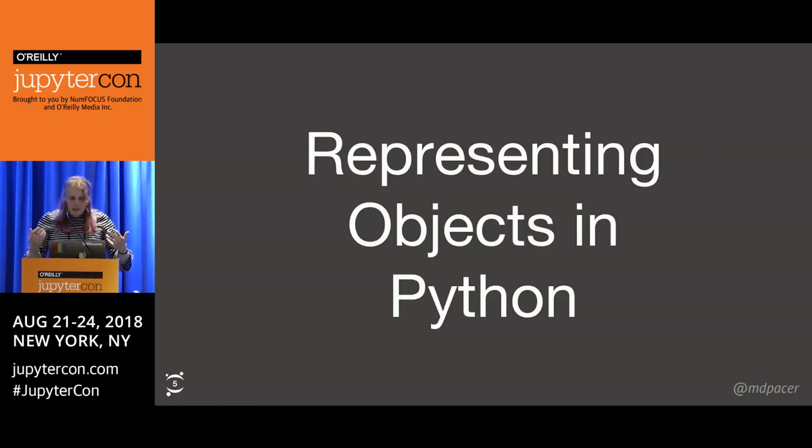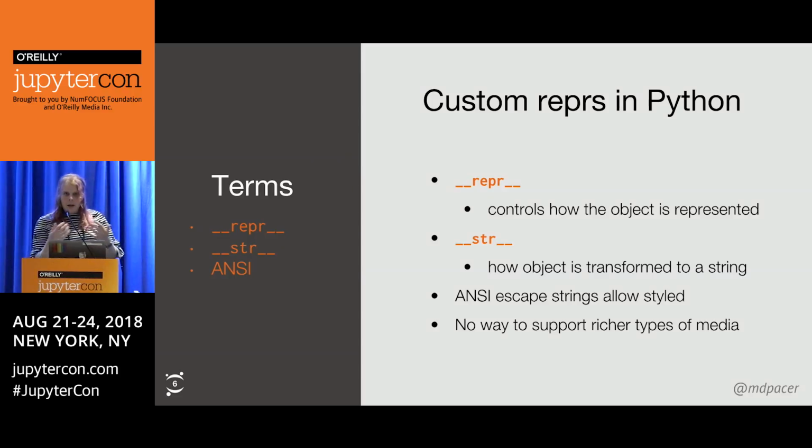The basic piece that we're going to start with is that we're representing objects in Python. There's some background that I'm going to assume you all have: if you have a class in Python, you can set what are called dunder methods, for the double underscore. Dunder repr gives you a way to represent the object and control that, and dunder str is what happens when you transform that object to a string.